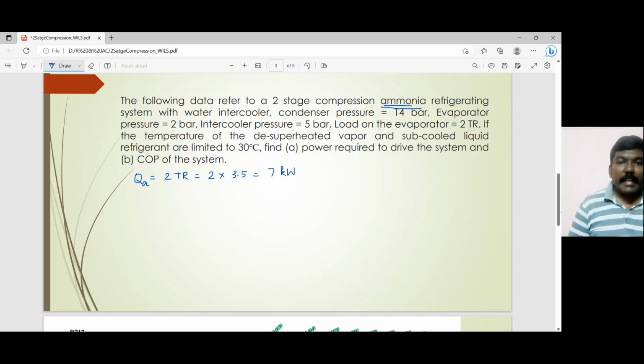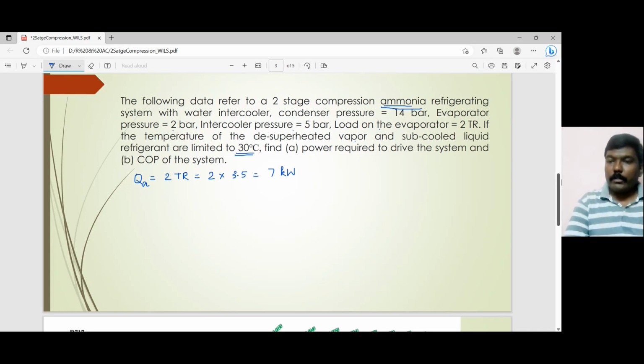Okay, and further they have said that the temperature of the de-superheated vapor in the water intercooler, and the subcooled refrigerant, are limited to 30 degrees centigrade. So after desuperheating as well as after subcooling, the refrigerant temperature is at 30 degrees centigrade. They want us to find the power required to drive the system, and they also want us to find the COP of the system.